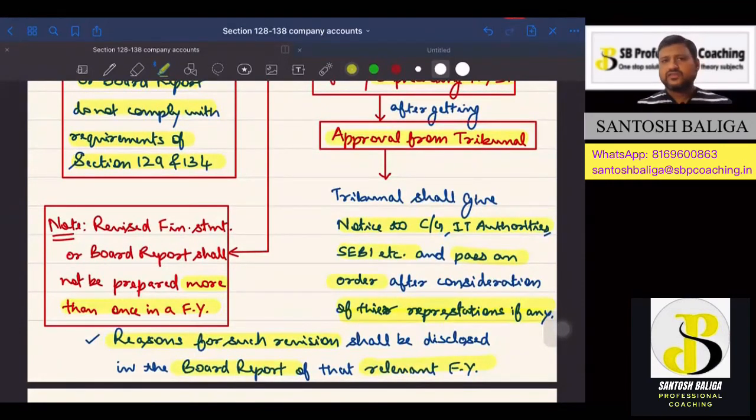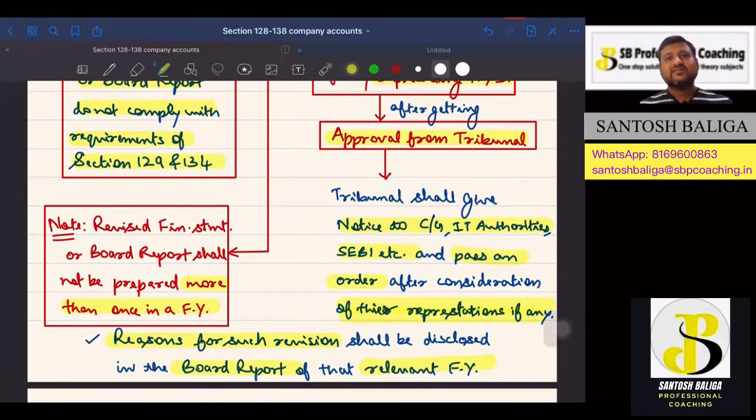So the process is very simple. Who will do it? The Board of Directors. It will be by an application to the tribunal. On receipt of the application, the tribunal will give a notice to the other stakeholders, that is the central government, state IT authorities, SEBI, or any other authority which may be impacted by such revision, and such authorities may give their representation within a particular timeline to the tribunal. The tribunal will then consider the representations and pass a final order, either granting or dismissing the application.